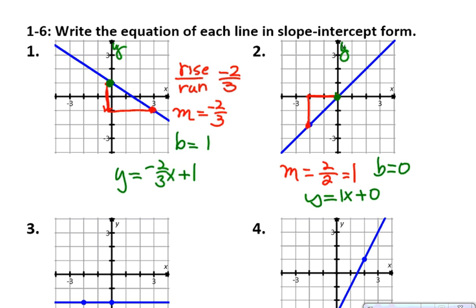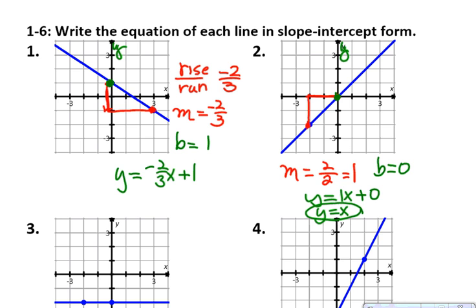Now we need to clean that up a little bit. We don't ever write 1 times anything, so y is equal to x, and then plus 0 we don't need to include as well. So our final answer will be y is equal to x.